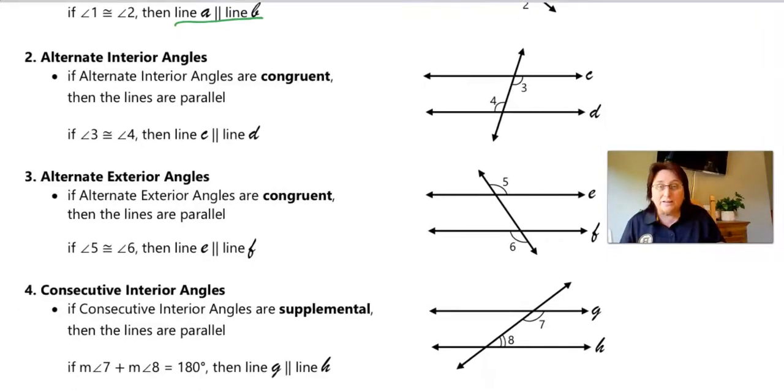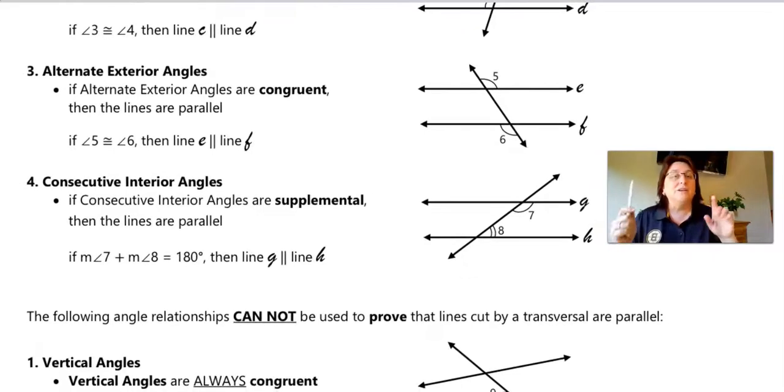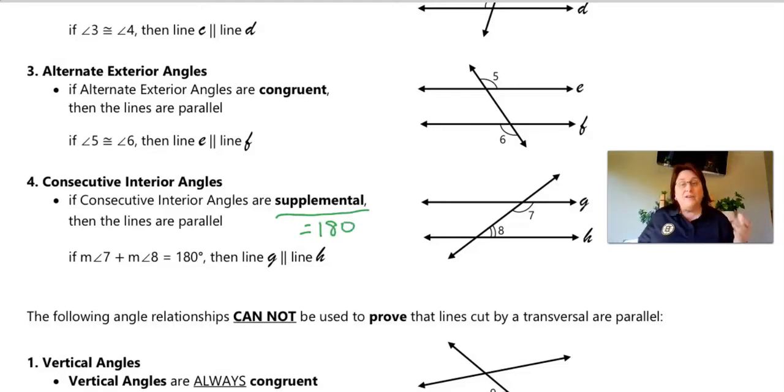Now, what about our supplementary angles? It says if consecutive interior angles are supplemental, remember, if they add up to 180 degrees, then the lines are parallel. Look for a second. It says if the measurement of angle 7 plus the measurement of angle 8 equals 180, then line G is parallel to line H. So that means angle 7 and angle 8 add up to 180 degrees.